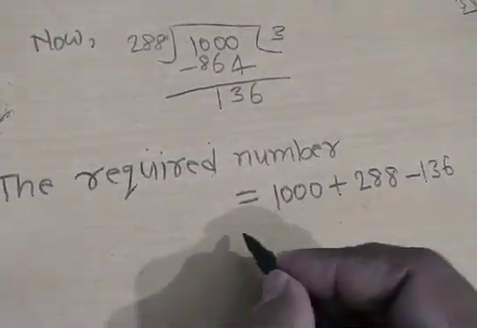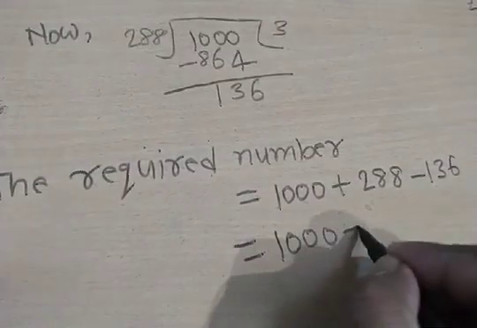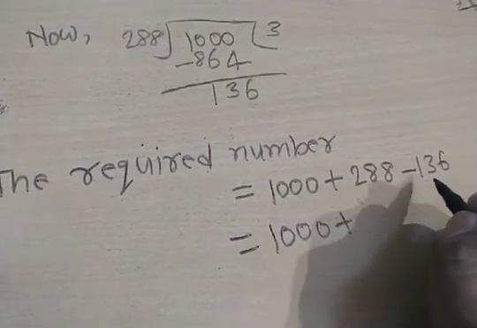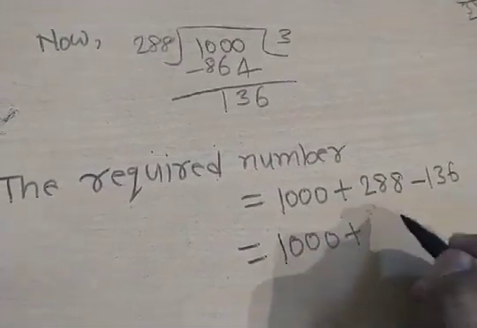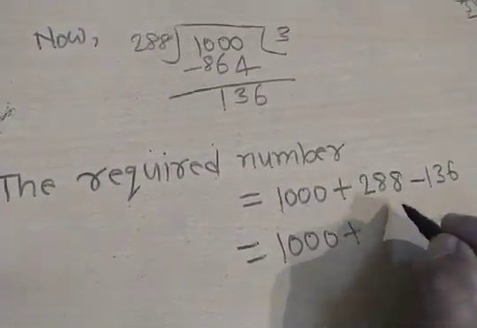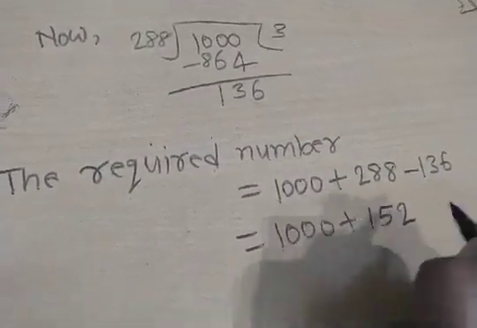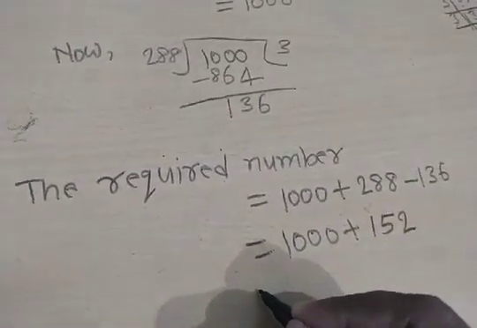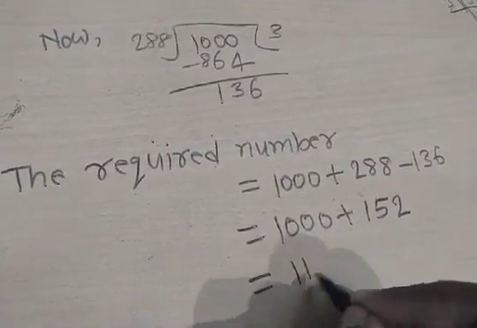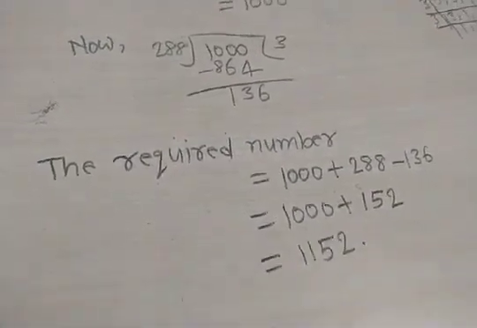So here, 1000 we write as it is, plus here, subtract 136 from 288. So we obtain 8 minus 6 is 2, and so on, giving 152. Clear? So this is our required number: 1152. Clear?